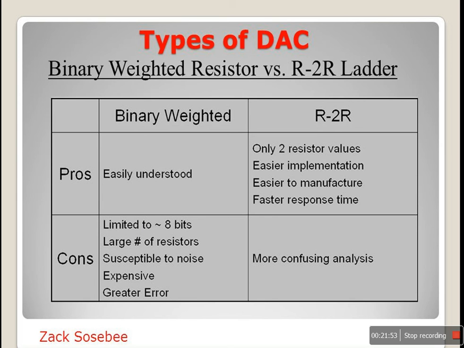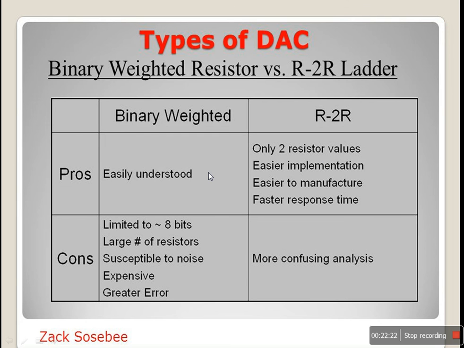But here, whenever the number of bits increases, the resistance value also increases. But in the R2R ladder network, it is an easier implementation, because here we need only R and 2R resistors. The resistance value may range from 2.5 kilo ohms to 10 kilo ohms, but the analysis is complex compared to the weighted resistor type.